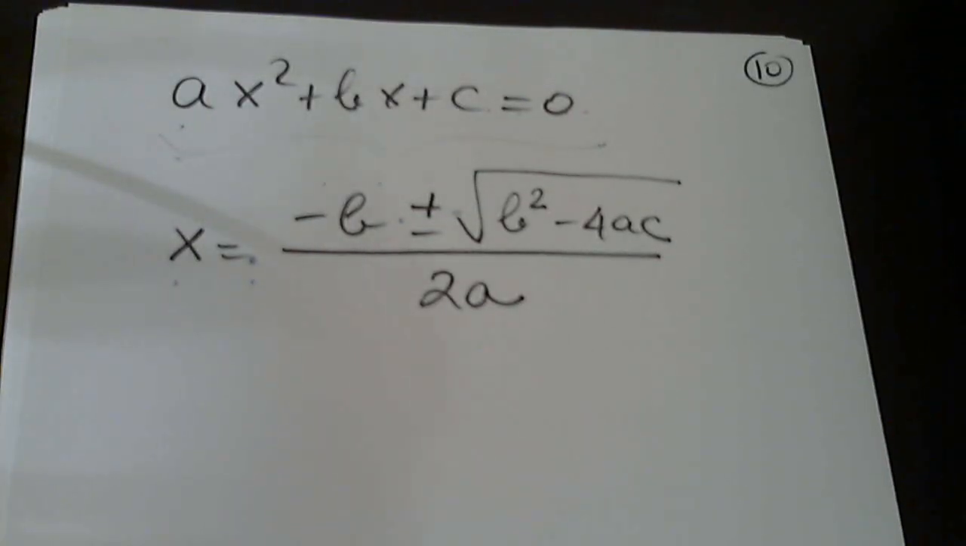So once you say it several times, it will stick. You will have it in your notes if you want. As I said, I allow you to have a page of notes. But it's easy to remember it. It's not a big deal. Negative b plus or minus the square root of b squared minus 4ac over 2a.